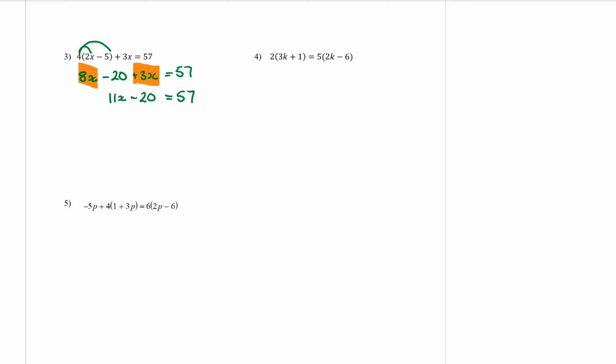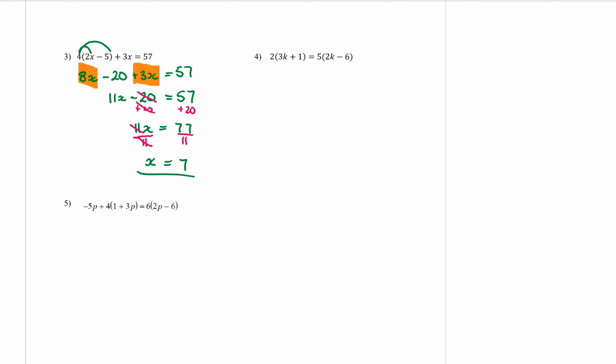Okay, so now everything's been collected. We can move the two numbers here away from that x. So starting with the negative 20, I will have to add 20. Cancel those off. That leaves 11x, and 57 plus 20 is going to make 77. Next, I want to divide by 11, because that's the opposite of that 11 times x there. So we divide by 11, and x is by itself. 77 divided by 11 is 7.